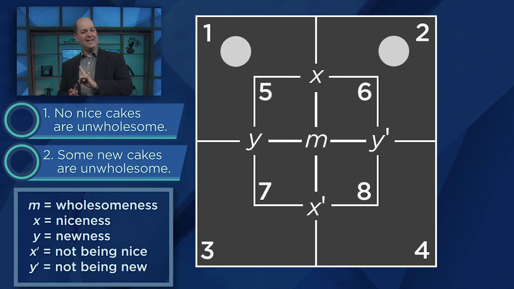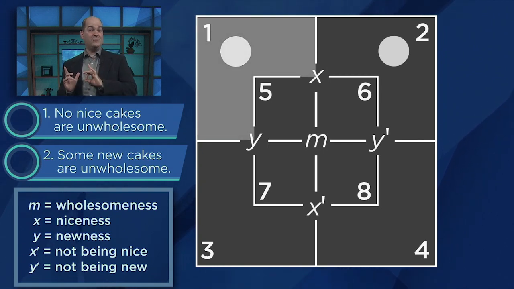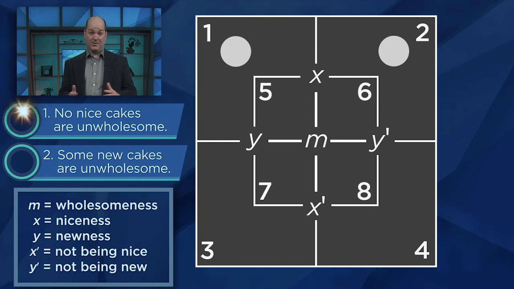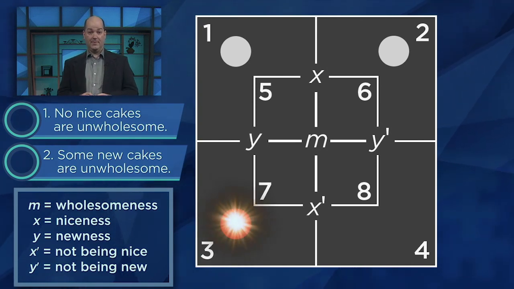But we already know there are no cakes in region 1. If there were, then that cake would be both nice and unwholesome, and the first premise told us that such cakes are like unicorns. They don't exist. That means the new unwholesome cakes mentioned in premise 2 must live in region 3. We'll put a red counter in that region to represent that fact.